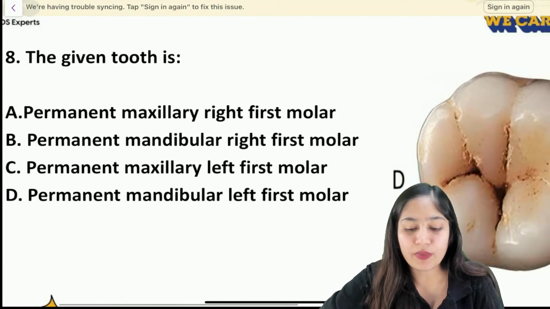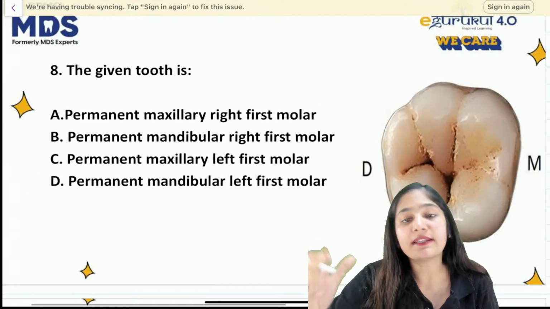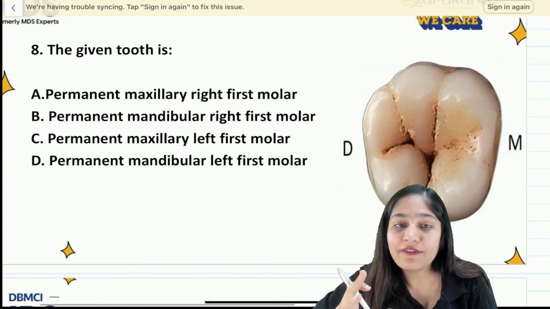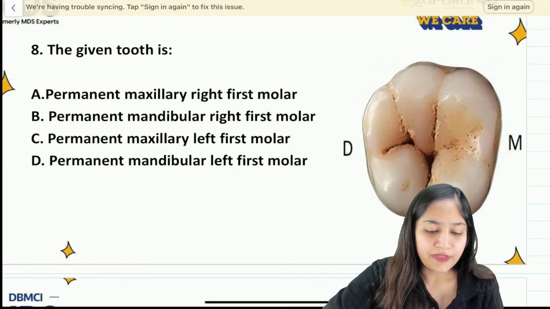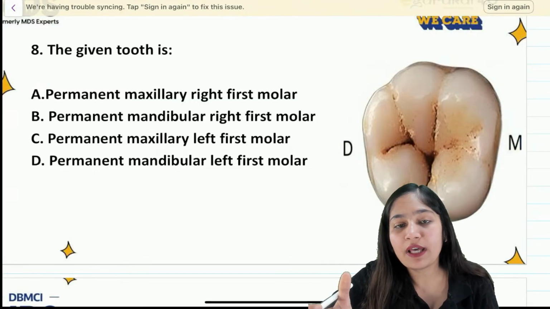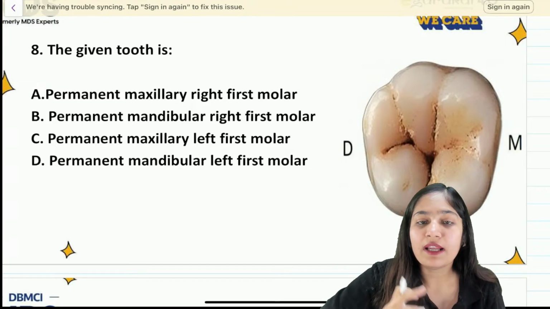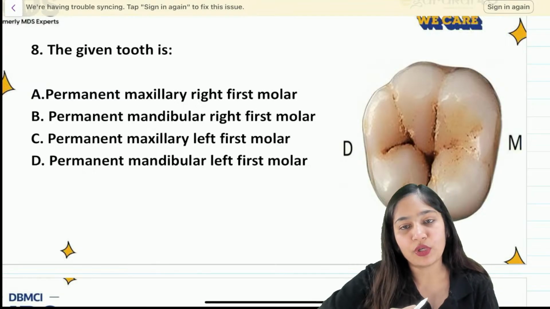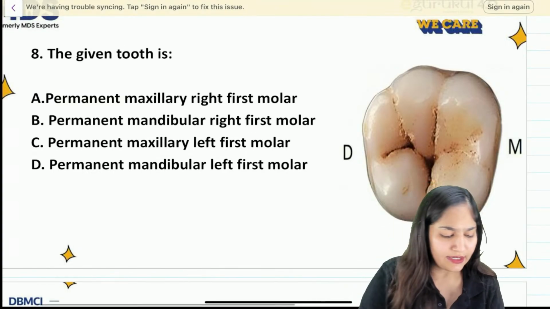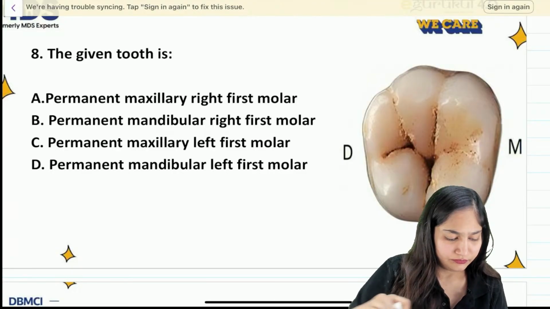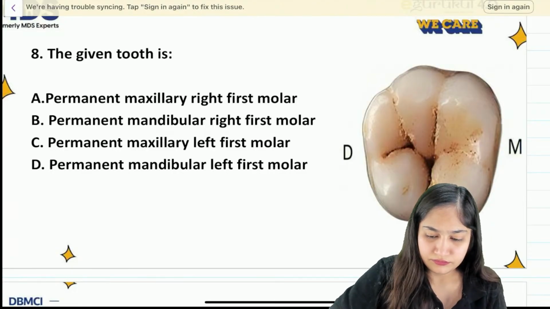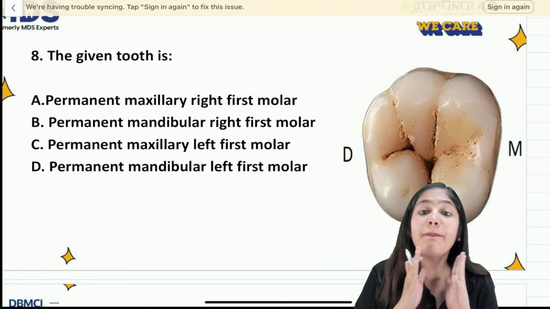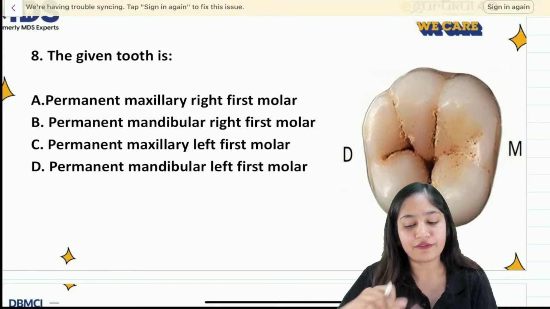Now coming to our next question. Again, I think some of the students had the same doubt how to identify the side of the teeth, right? So the given tooth is from the option, is it permanent maxillary right first molar, permanent mandibular right first molar, permanent maxillary left first molar or permanent mandibular left first molar? So what will be the correct answer here? So first you should identify which is the mesial side and which is the distal side of the tooth.